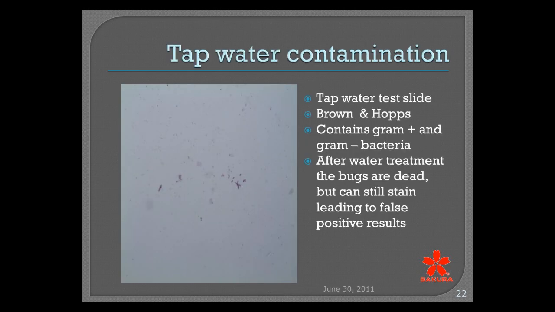This is an example of tap water contamination. This is actually straight out of my lab here, and it's my tap water test with my Brown and Hopps, and my tap water actually contained gram-positive and gram-negative bacteria. It's not that the bugs are still alive and they get you, but rather they're dead through the water treatment plant, but they're actually still there, and they can lead to false positive results.